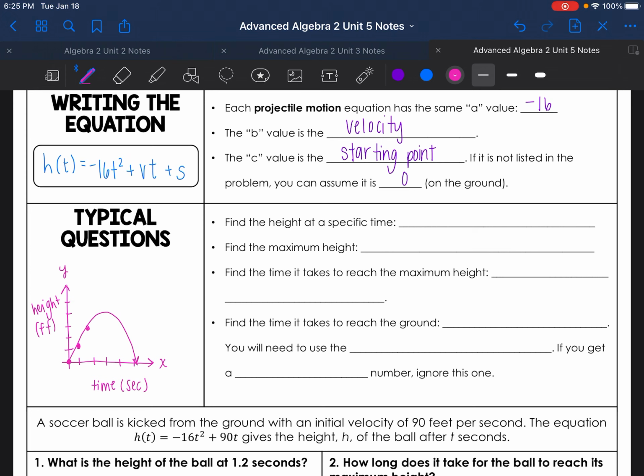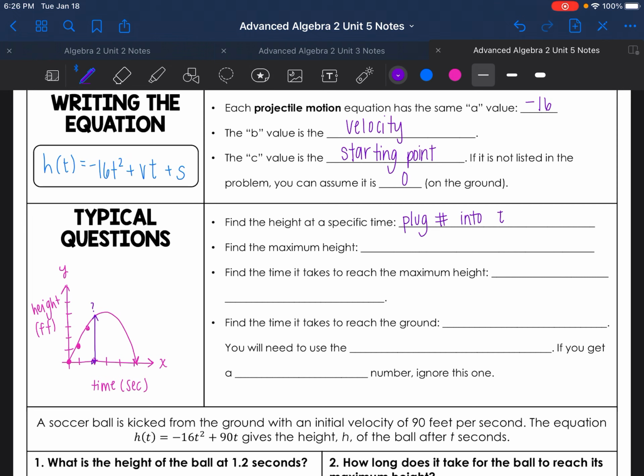So there are some typical questions that you will see, and I'm just going to give you a brief here's what you do, here's how you answer those. So it might say, find the height at a specific time. So it might say, well, at 2 seconds, what is the height? So it's giving you the x value. It's asking for the y value. So plug that number into t. If it gives you the time, that's your t. That's your variable. You just plug it in.